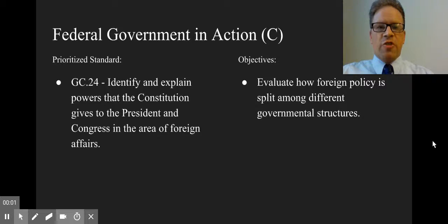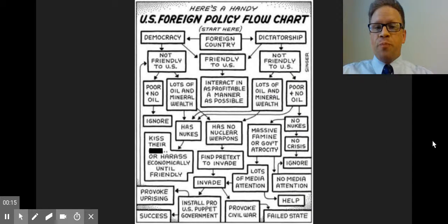Hello, this is the Federal Government in Action, Section C, U.S. Foreign Policy Lecture. Our prioritized standard is Government Civics Standard 24, and our objective is to evaluate how foreign policy is split among different governmental structures.